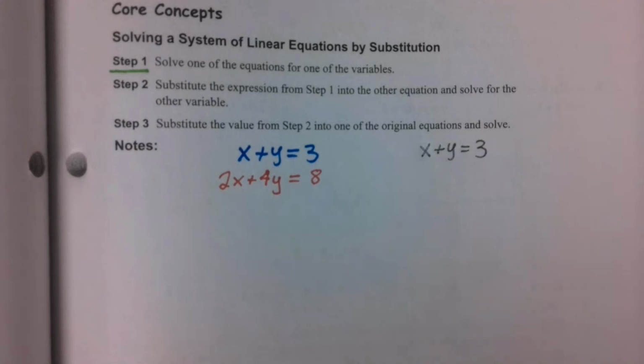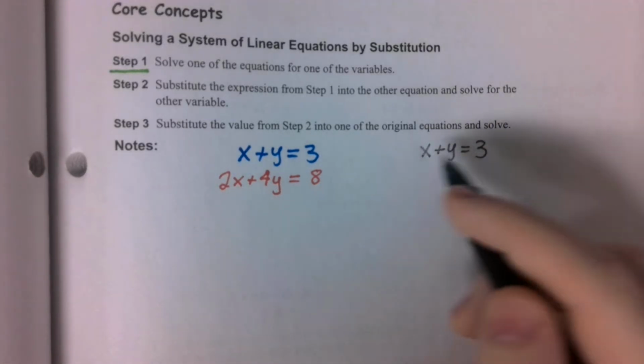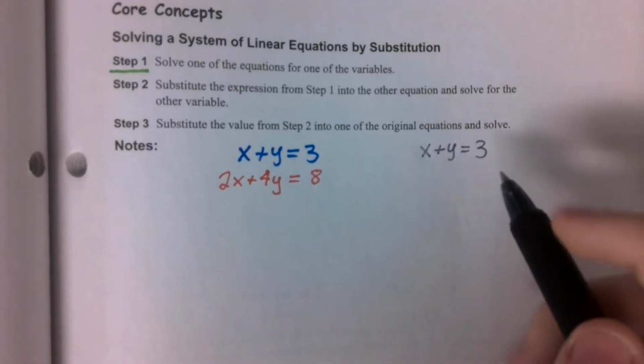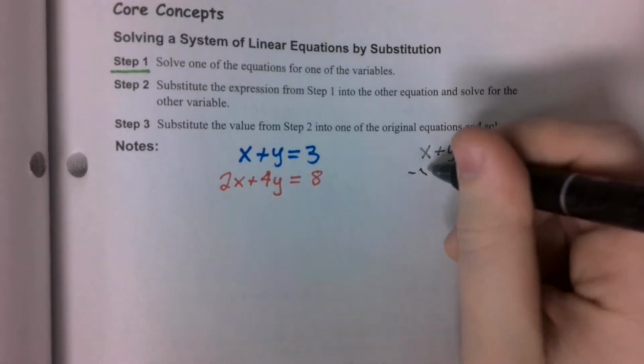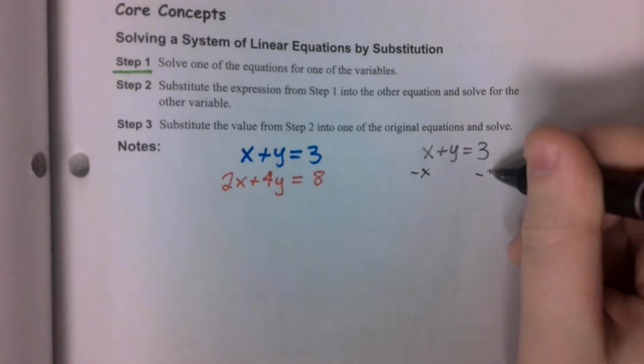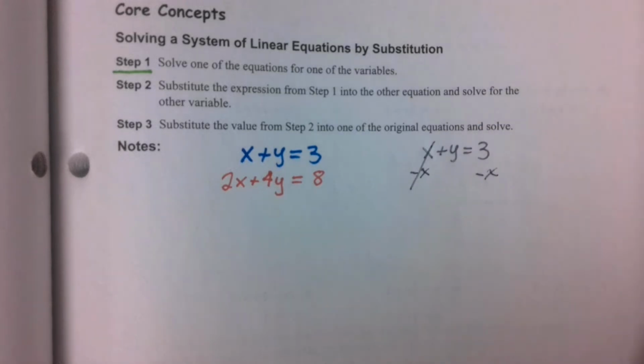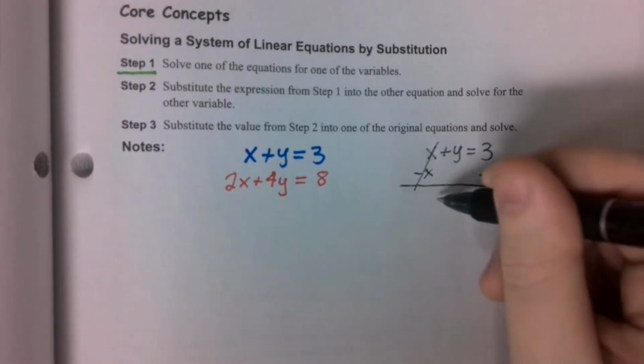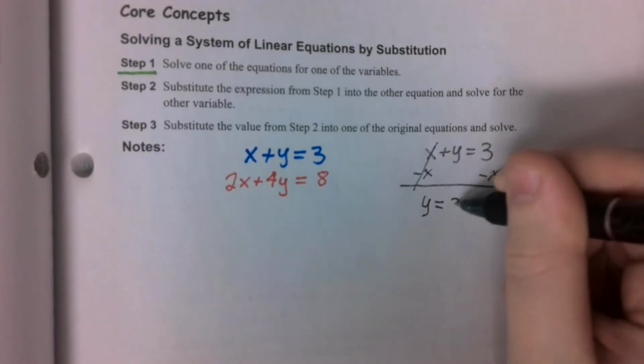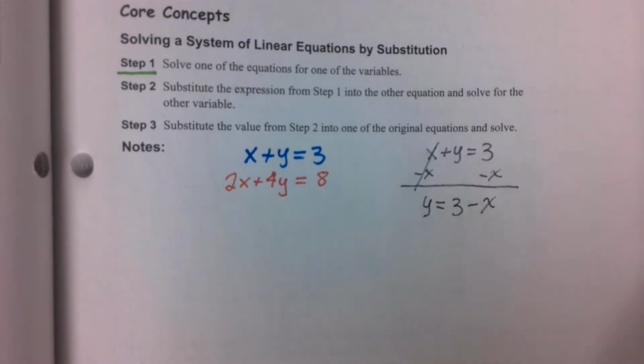Well, think back to Unit 1. We treat any other variables just like they're regular numbers. We want to get them away from the y. So, how do we get rid of adding x? By subtracting it. We subtract x from both sides of the equation. They'll cancel out over here, giving us y equals 3 minus x.